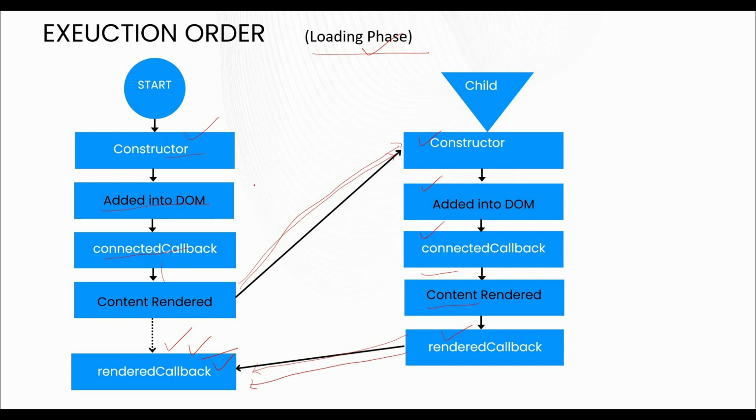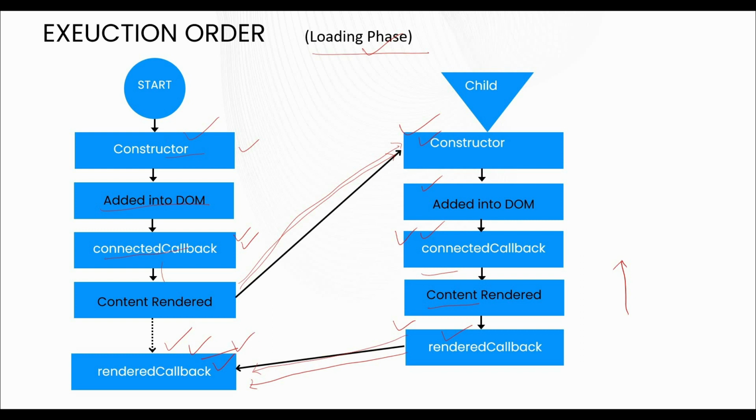Okay, so here we can say constructor and connectedCallback will execute from top to bottom. I mean, first the parent component's constructor will get called, then the child component's, and the same behavior with connectedCallback as well. But if we talk about renderedCallback, then it is reversed. I mean the order is bottom to top. First the child component's renderedCallback method will get called, then the parent's.